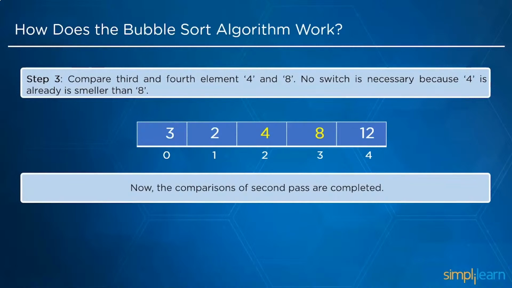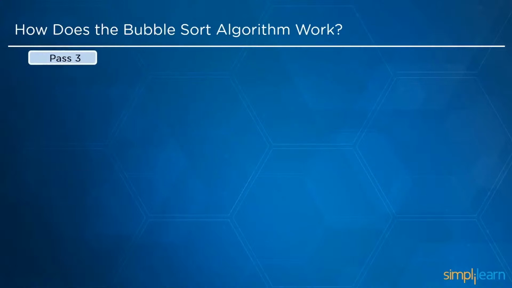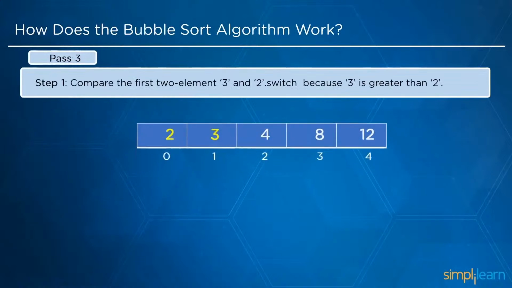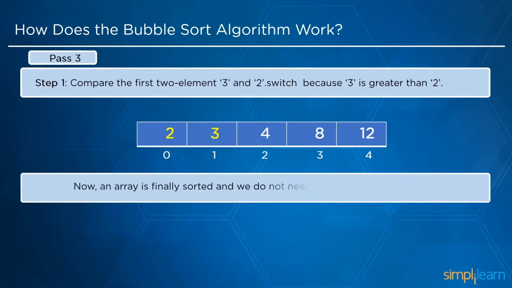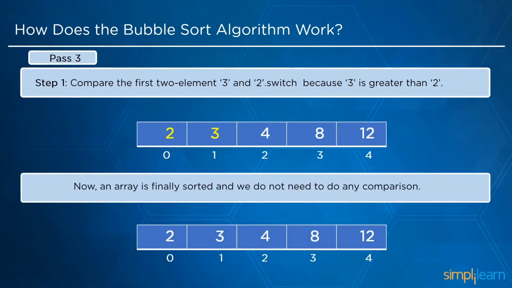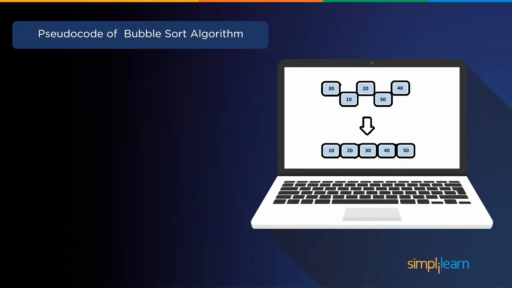Now, we have come to the last pass. And here, there is only one step. The step is to compare the first 2 elements, 2 and 3, and then swap them as 3 is greater than 2. Now, the array is finally sorted and we do not need to do any more comparisons. After understanding the working process of the bubble sort algorithm, we will see its pseudocode.